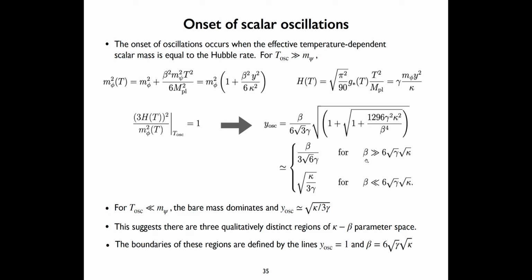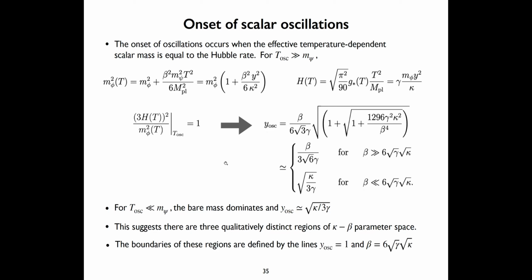One is for essentially large values of beta. In that case, the oscillation temperature divided by the fermion mass scales like the coupling beta, as well as one for low values of beta. And in that case, it goes like square root of kappa, or essentially square root of the dark matter mass. If it turns out that the oscillations happen at low temperature below the fermion mass, then the bare mass term dominates. And then again, the oscillation value of Y will just be square root of kappa, okay?